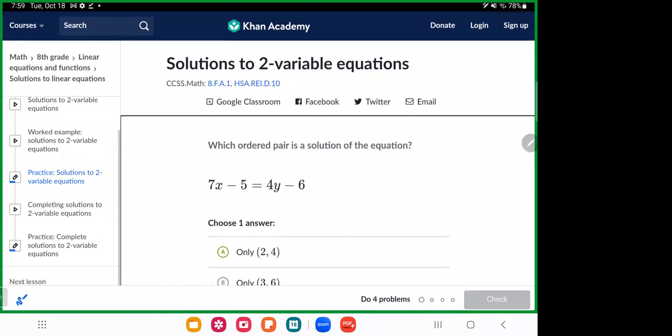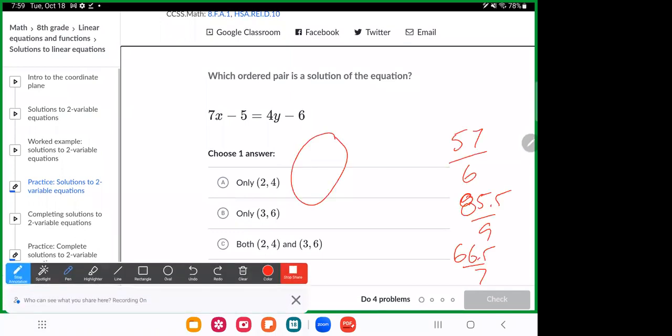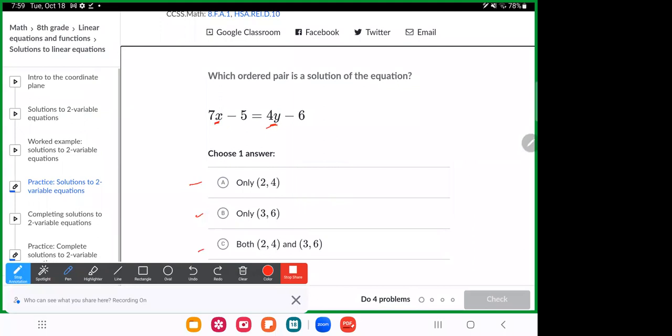Solutions to 2 variable equations. All right, so which ordered pair is a solution of the equation? Okay. So we start out our journey with only x's, but very soon after we add a y. And so how do we know which one of these is a solution? There's only one thing to do, and that's to substitute it in.